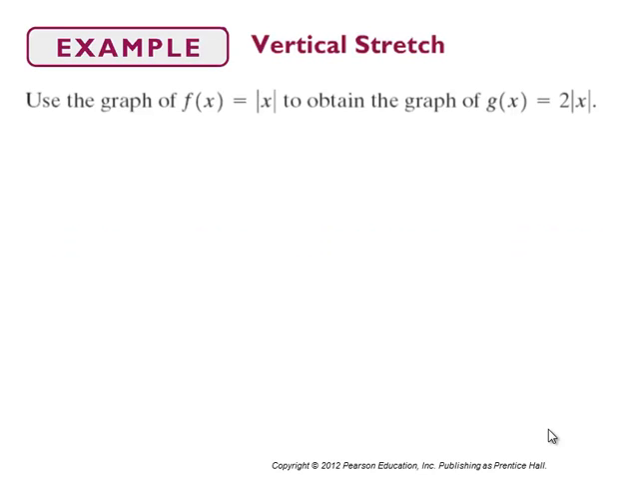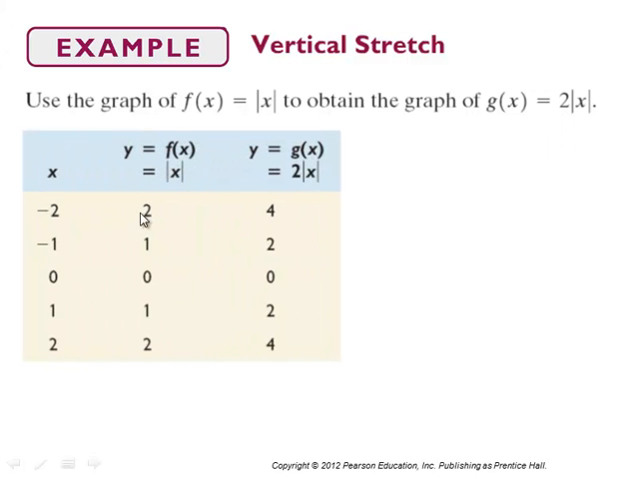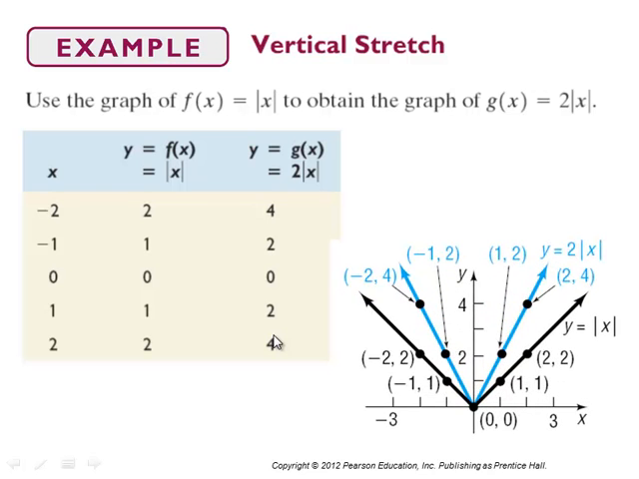Now, the first thing we're going to talk about is if you multiply a function by some number greater than 1. Like, for example, multiplying by 2. Let's take a look at the graph of absolute value of x, and then multiply that function by 2 and see what the graph of that looks like. First of all, of course, create a table of ordered pairs for absolute value of x. And here's that table of ordered pairs. And then multiply by 2. And you get these numbers. And then plot the two functions.